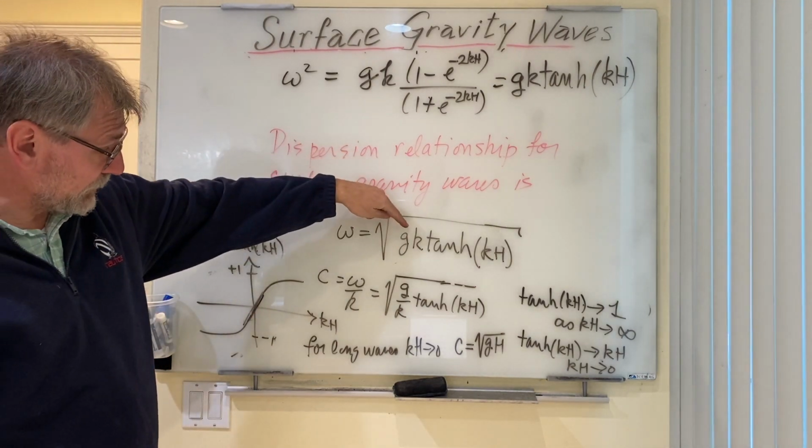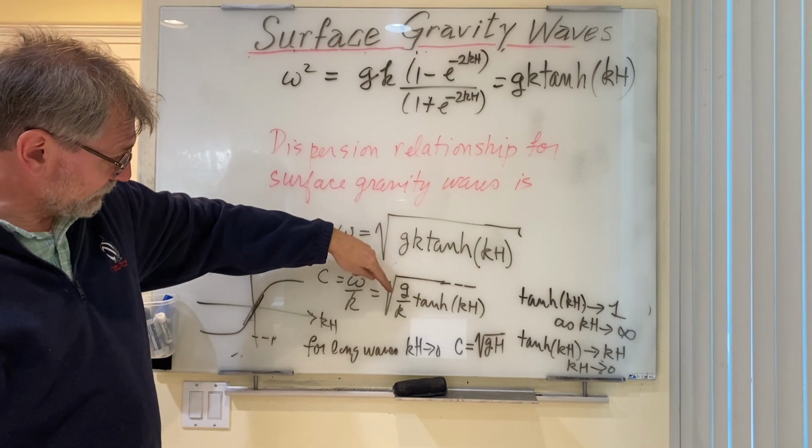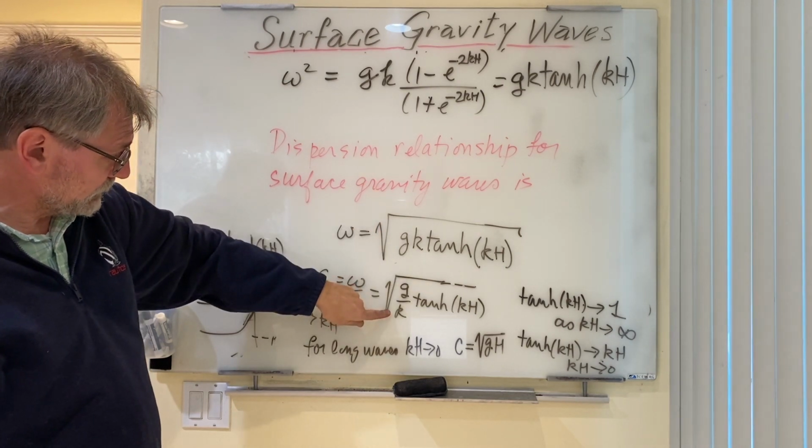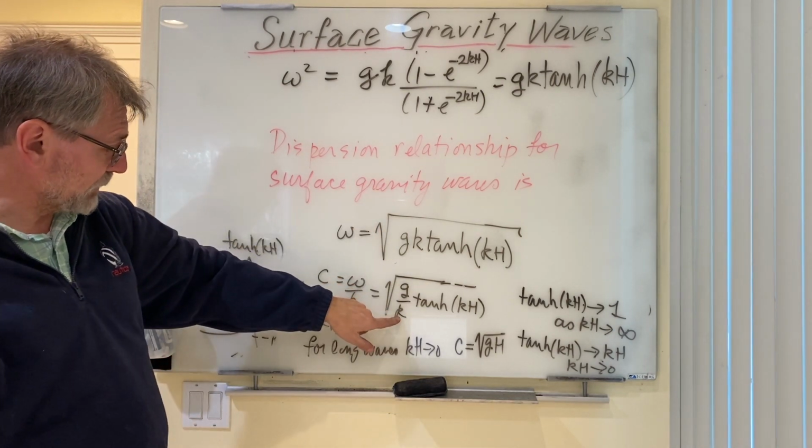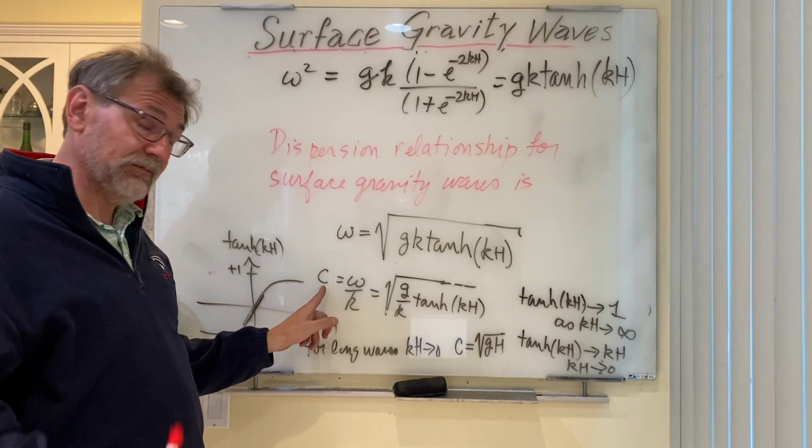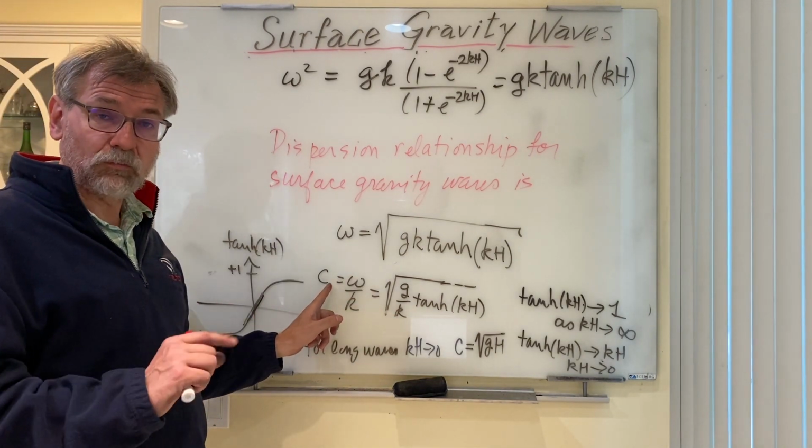And on the other hand, if they're very short, then they tend to 0 at very short wavelengths. k is very big, and so what we're left with is just g over k. And as k goes to infinity, very short waves, this goes to 0. So you would think that at very short wavelengths, the waves don't propagate at all.